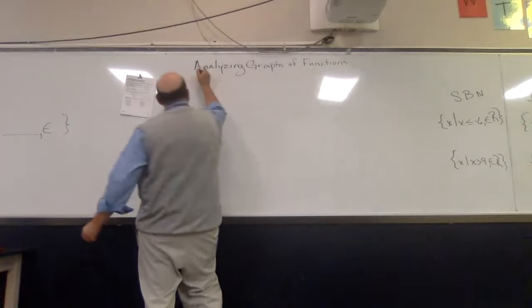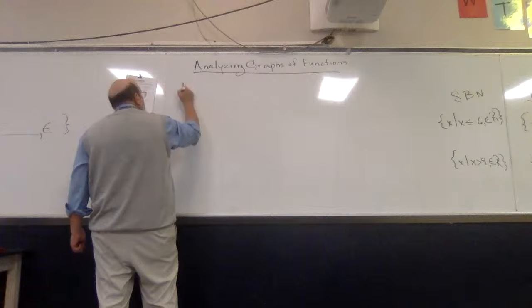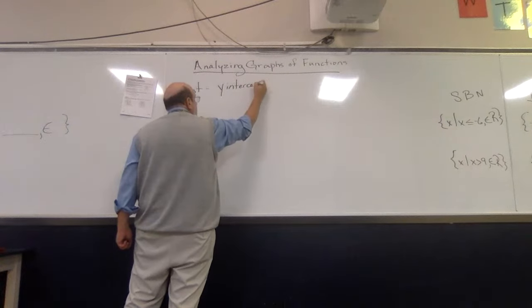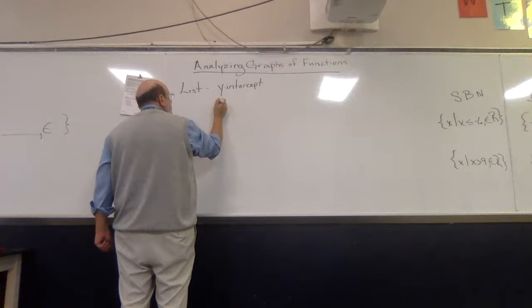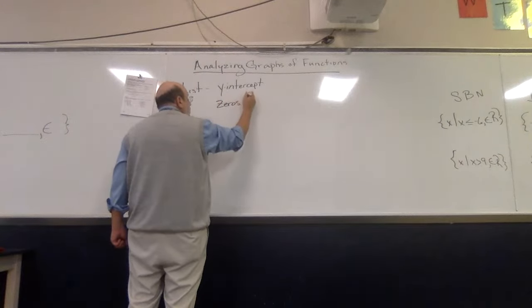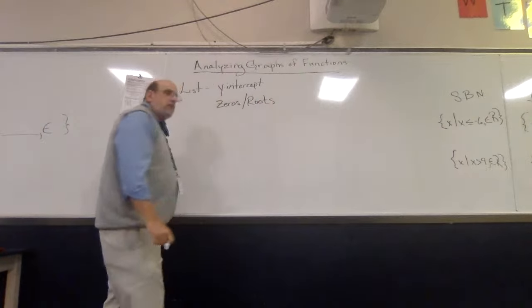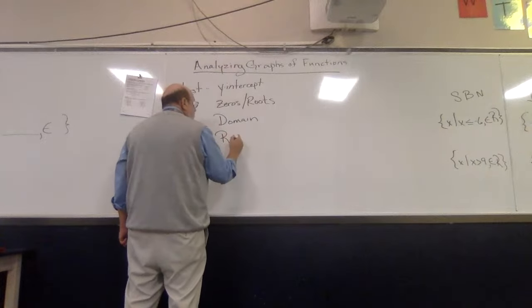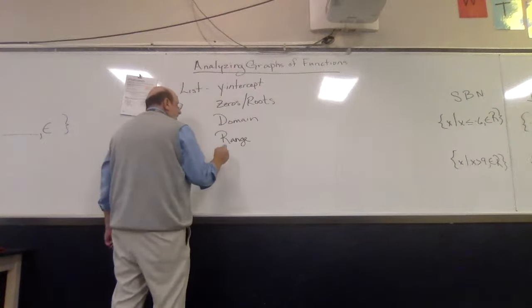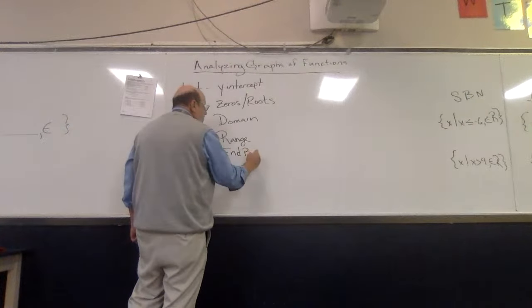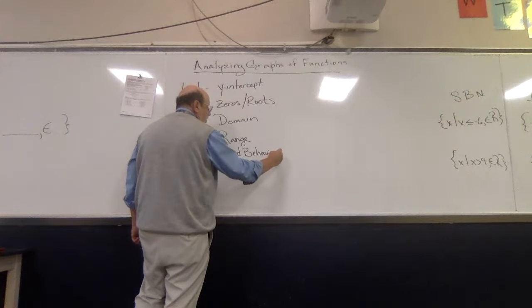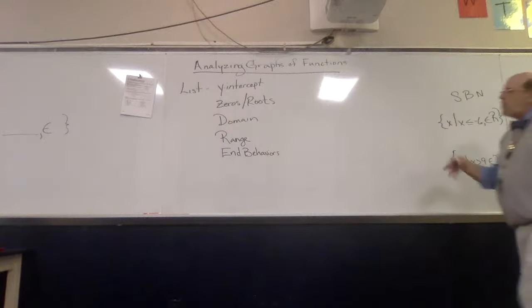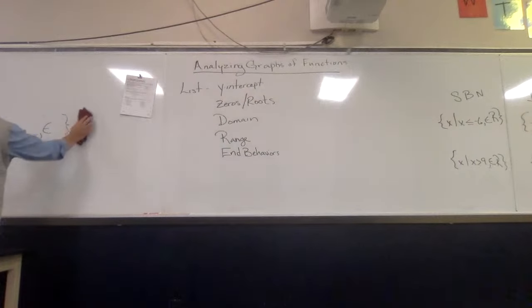So when we're analyzing these functions, we're going to list the y-intercept. We're going to list the zeros or the roots of the function. And then we're going to list the domain and the range of the function, as well as the end behaviors. Okay, and all of that is on that sheet, but I'd like you to set it down on the page so that you know what we're going to look at. I don't want to project it just yet.